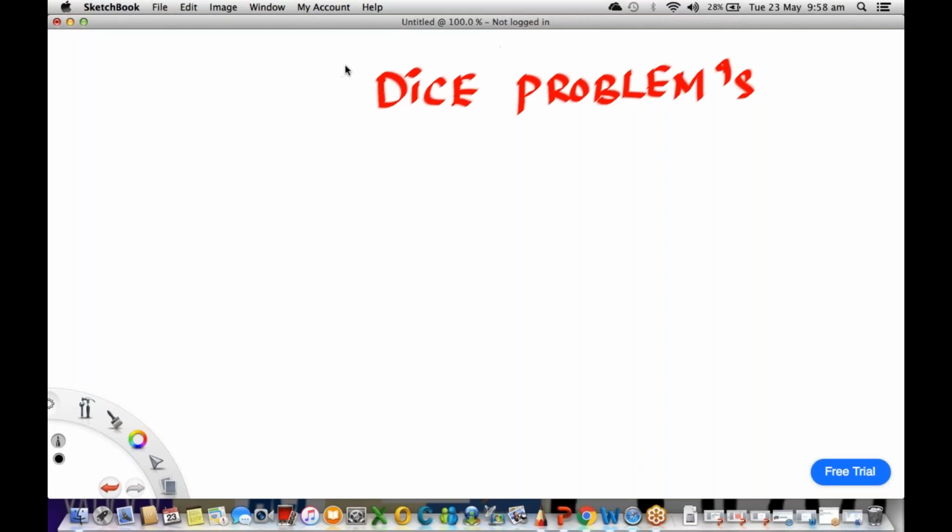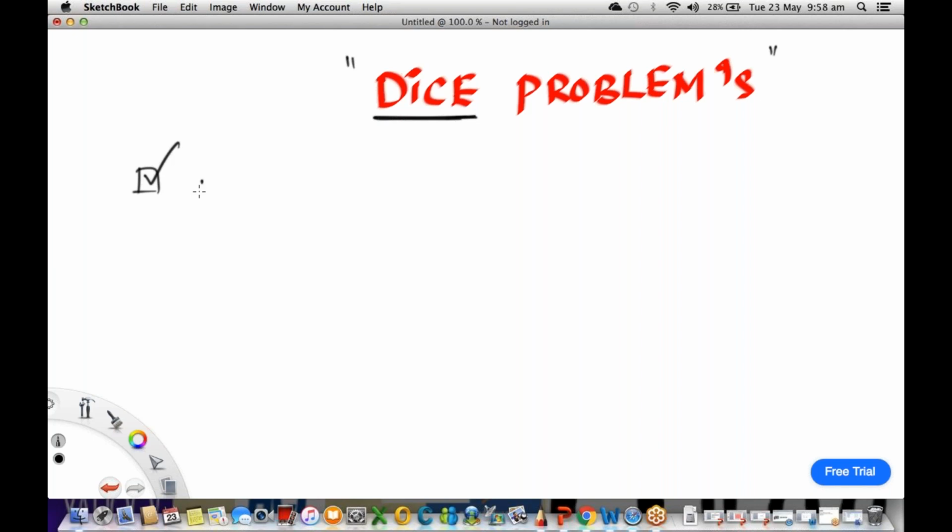We will discuss the concept and the problems which are based on dice. Dice problems are very easy, and you can expect questions on dice problems in most of the government sector examinations, especially when you have a section on reasoning ability. This will come under the mental ability section.